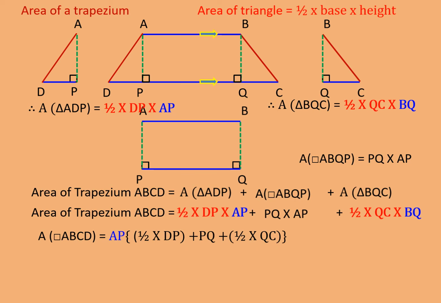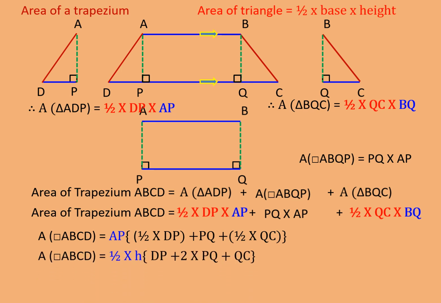So AP, which you can see in blue color, and the third one has BQ, but BQ is also the height. Therefore AP and BQ are the same, so AP will come out. So what will remain from the first part? Half into DP, and from the second term we have PQ, and from the third term we have half QC. Again I am telling you BQ is equal to AP, therefore AP has come out. Either you can write AP or you can write BQ, both are the same.